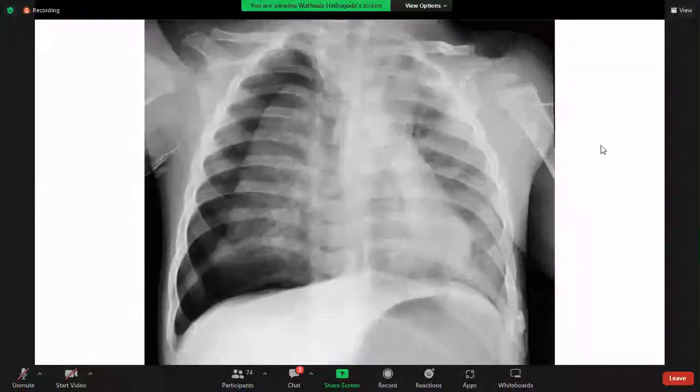Trachea is deviated. So this is a pneumothorax. Yes. So in which conditions would you see a pneumothorax? In infections?